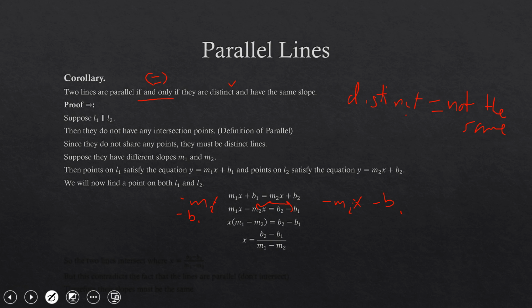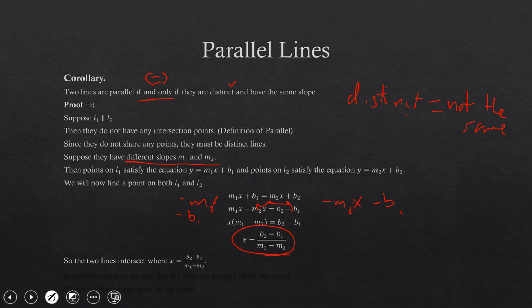And so this is the value of an x-coordinate that's on both lines. The lines are going to intersect where x is equal to b2 minus b1 divided by m1 minus m2. And you can see that this is a perfectly acceptable number because we said they have different slopes.